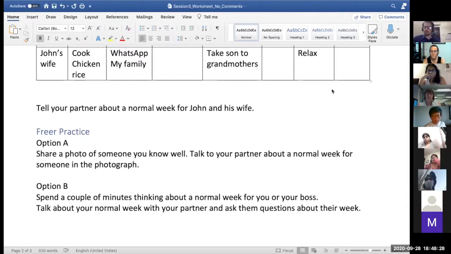So hopefully you can see it's going from something which is very, very controlled to a little less controlled to a lot more freedom. So this is more the kind of genuine communication, something they would naturally do with the language.